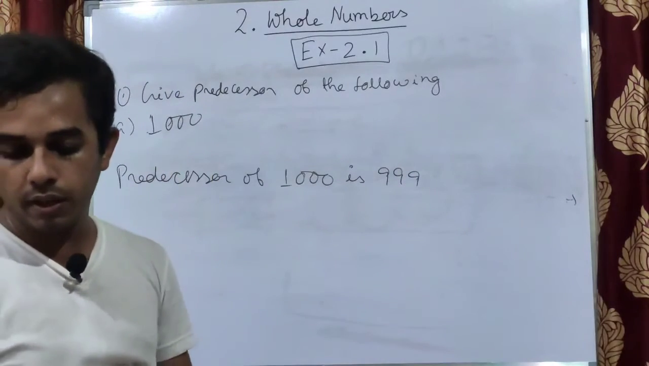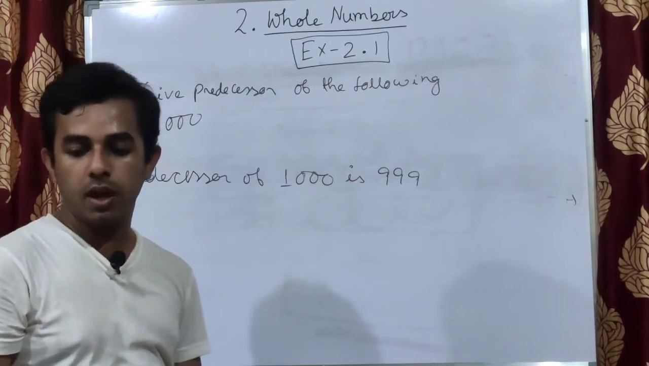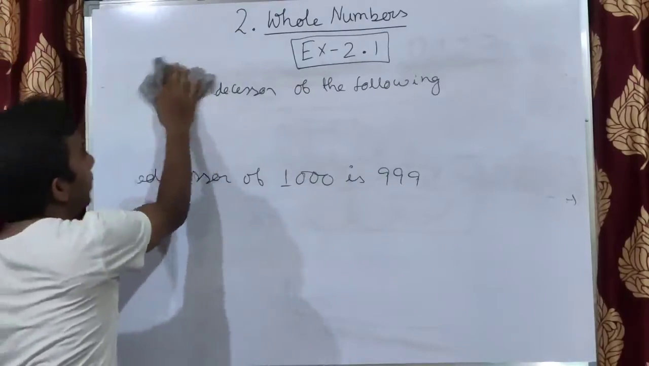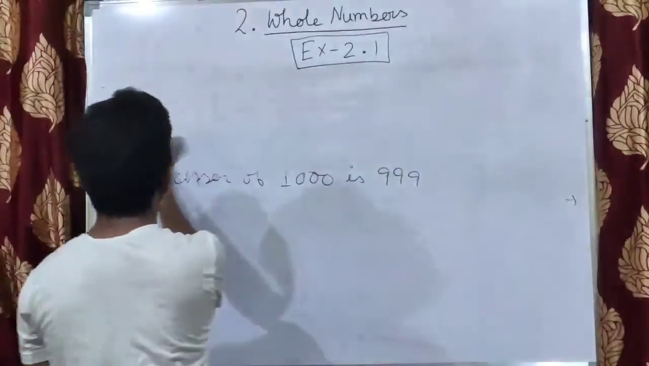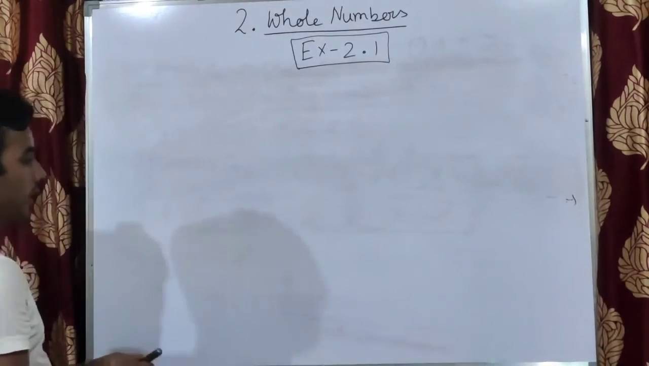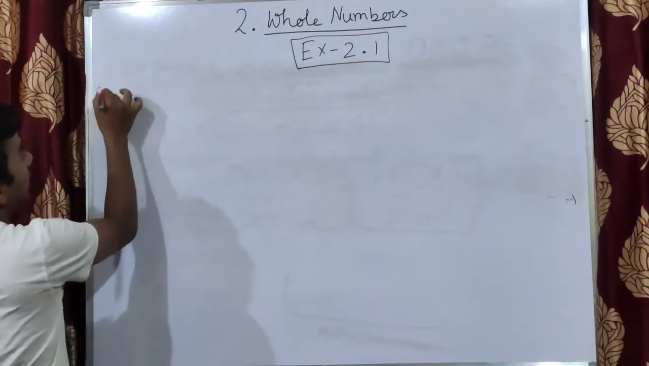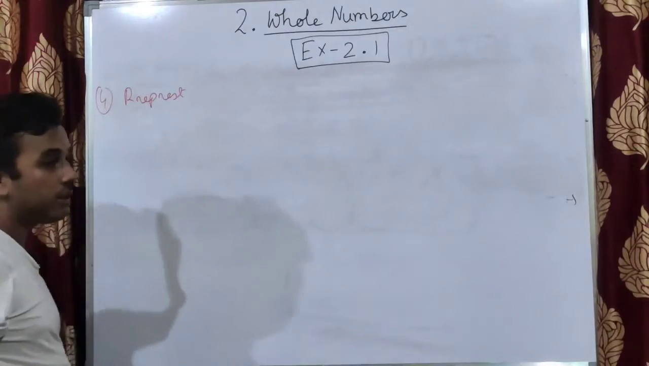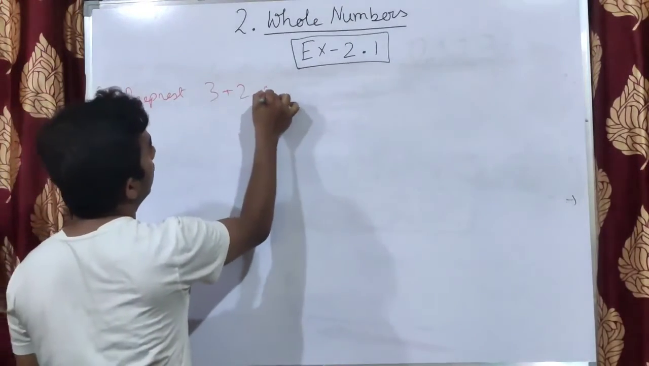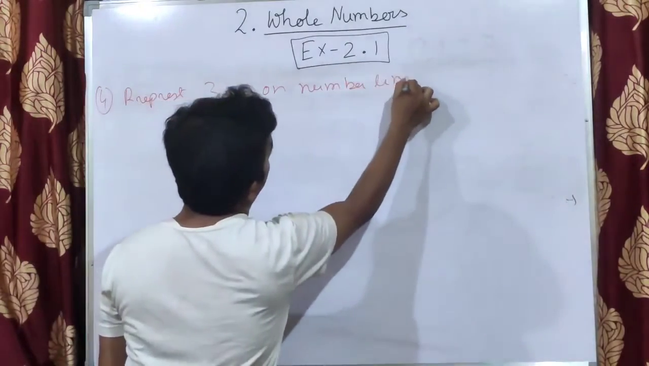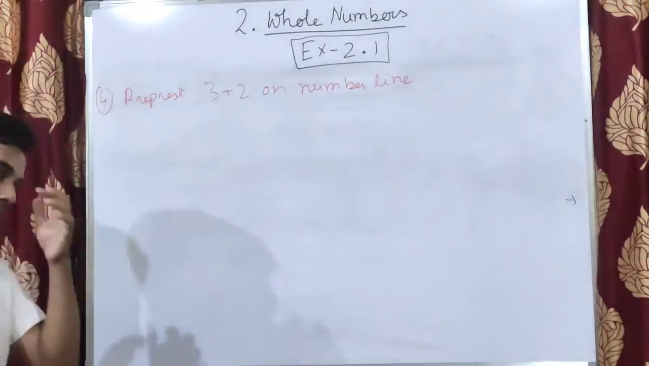Now let us move to our fourth question. Draw a number line to represent each of the following on it. So here what we have to do? We have to represent 3 plus 2. We will represent 3 plus 2 on the number line. I am just writing: represent 3 plus 2 on the number line.